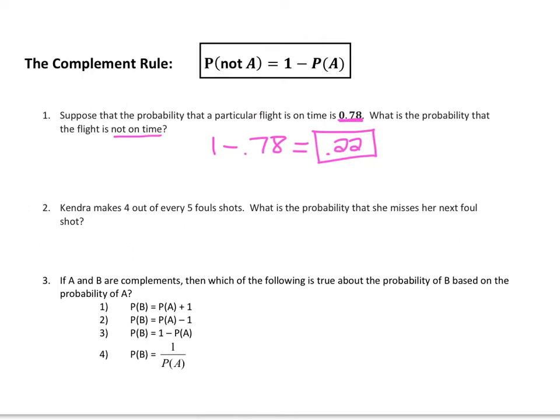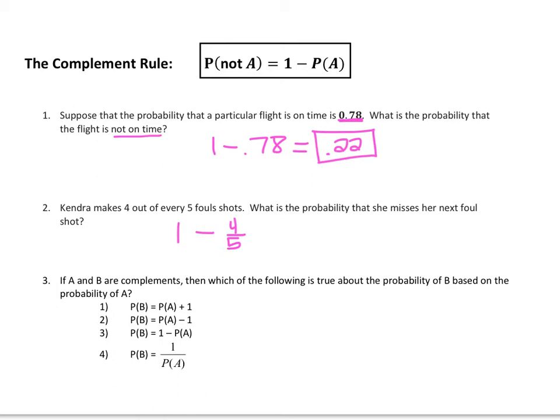All right, number 2, Kendra makes 4 out of every 5 foul shots. So we could make that into a fraction, right? We could write that as 4/5. She makes 4 out of every 5 foul shots. So what is the probability that she misses her next foul shot, so that she does not make the next foul shot? Well, if we want to find the probability of not making a foul shot, we just do 1 minus the probability that she does make a foul shot.